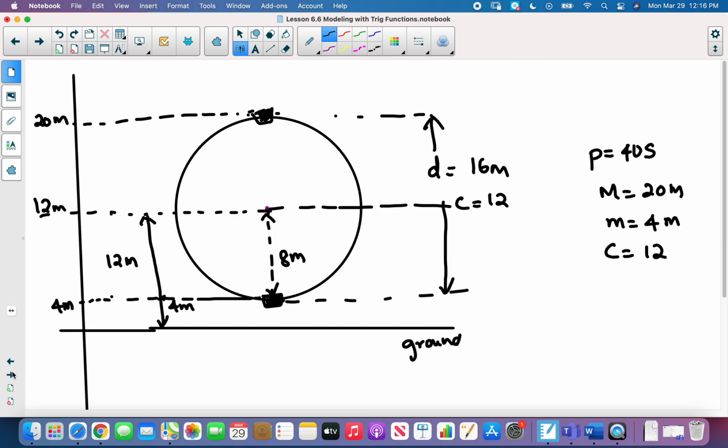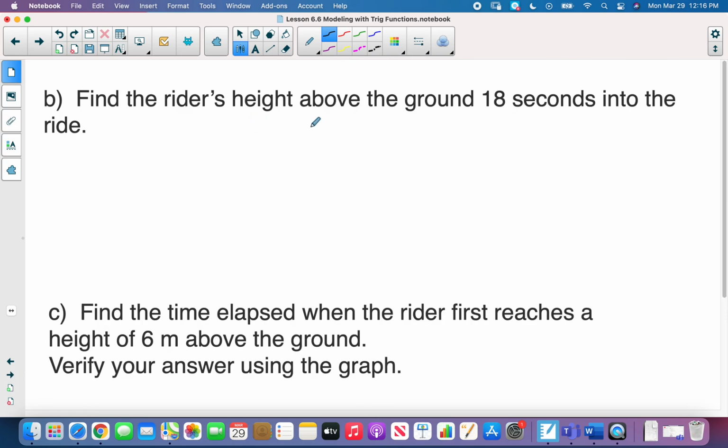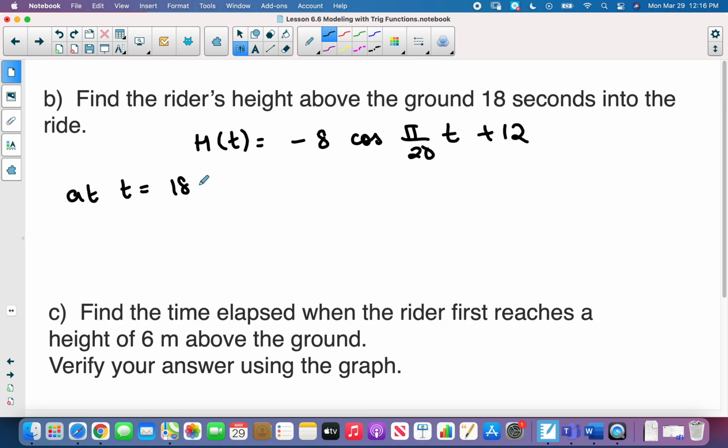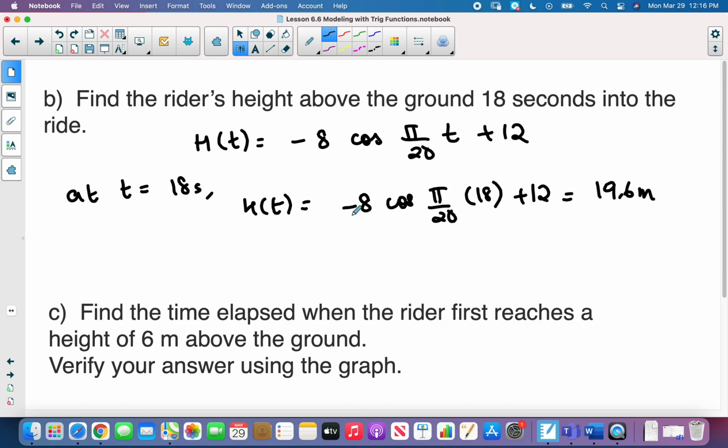Okay, so if you're asked now to find the height 18 seconds into the ride, since we have the function, height as a function of time is negative 8 cos pi over 20 t plus 12. At t equals 18 seconds, our height is going to be negative 8 cos pi over 20 times 18 plus 12, and that works out to 19.6 meters. So when you're 18 seconds into the ride, you are 19.6 meters above ground.